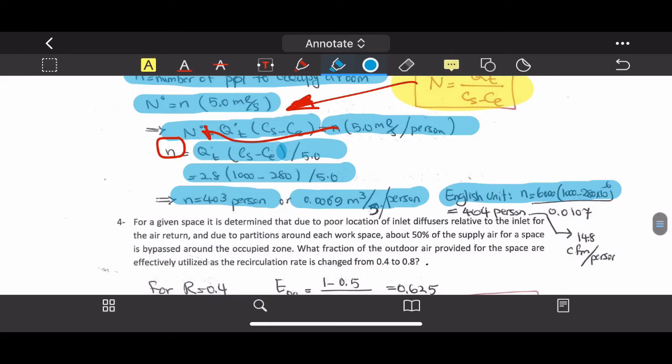N 6,000, right? 6,000 times 1000 minus 280 times 10 to the power of negative 6, divided by 0.0107, and you get around 4.04%, right? Around 14.8 CFM per person. So more or less it will be this much. Okay, that is for question number 3.